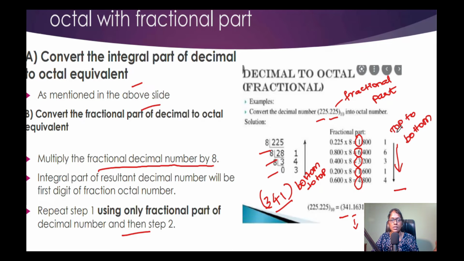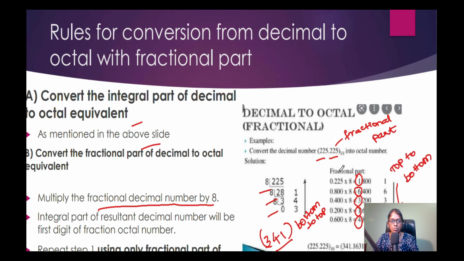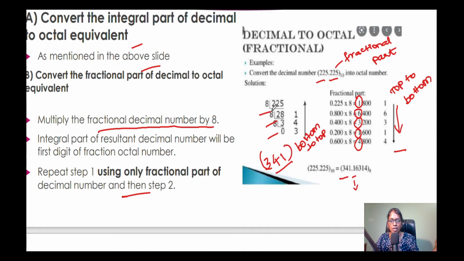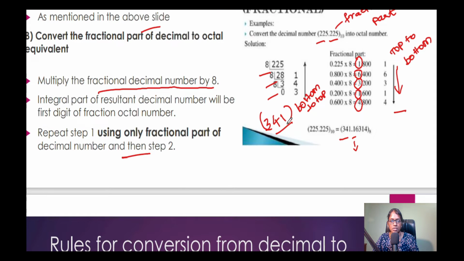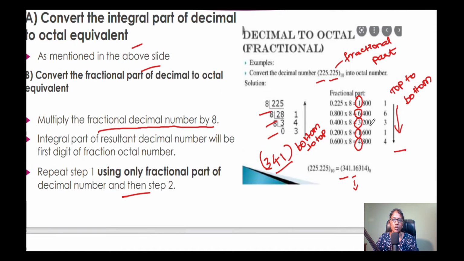So these are the steps to convert a decimal to an octal fractional point. This is a fractional point conversion. The decimal part you convert as it is, and the fractional part you take and multiply by 8. Multiply it by 8, or you can also call it the base of that number.